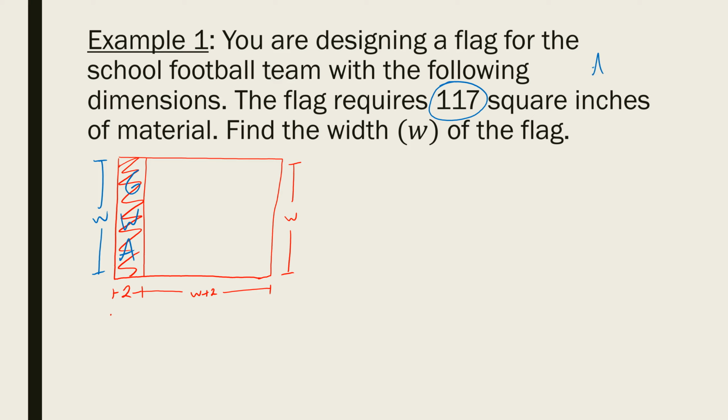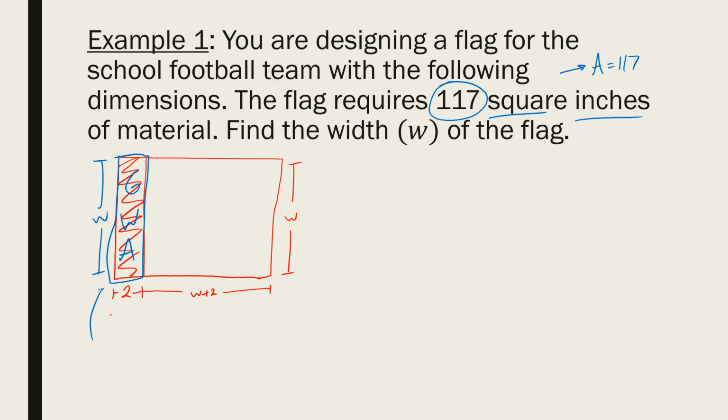Now, how do I know the area is 117? Well, look at the units. Square inches always refers to area. So I know for sure that I want the area to be 117. So, just like we found the area earlier on a previous quiz by looking at the two rectangles and subtracting them, let's take a look at the two rectangles I have here. We'll add up their areas and they should equal 117.